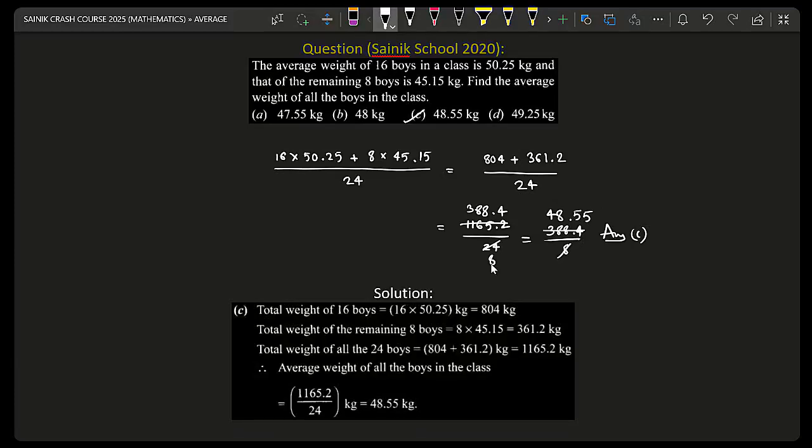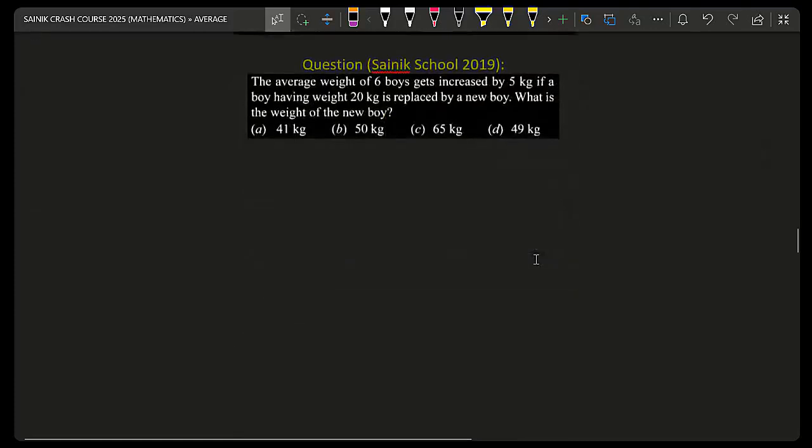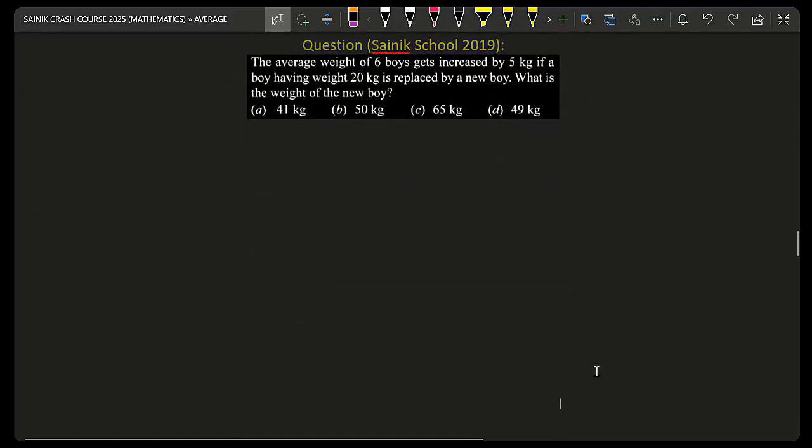The average weight of 16 boys is given separately, 8 boys is given separately. We found the average of all the students in the class, that is 48.55. Next question is this. This came in 2019 exam. The average weight of 6 boys gets increased by 5 kilograms if a boy having weight 20 kilograms is replaced by a new boy. What is the weight of the new boy?